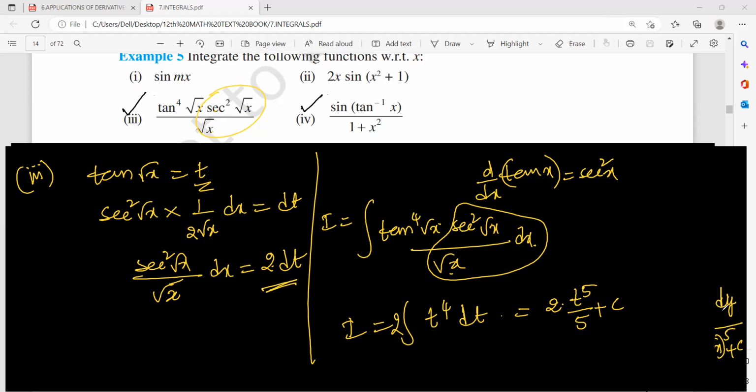So getting to know that we have to take tan root x is equal to t will only come through practice. There's no method for it. Done? You have done this one? So now, next, the fourth question.